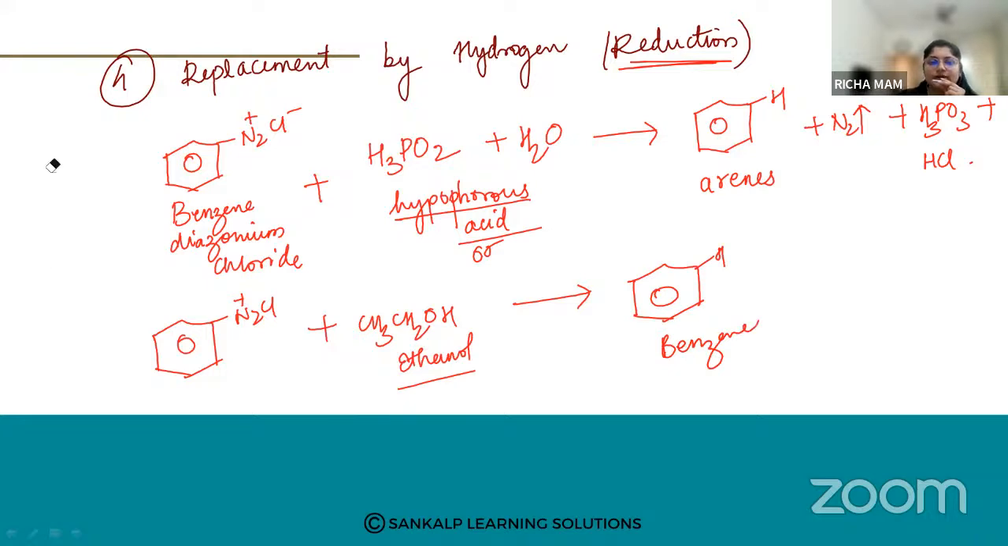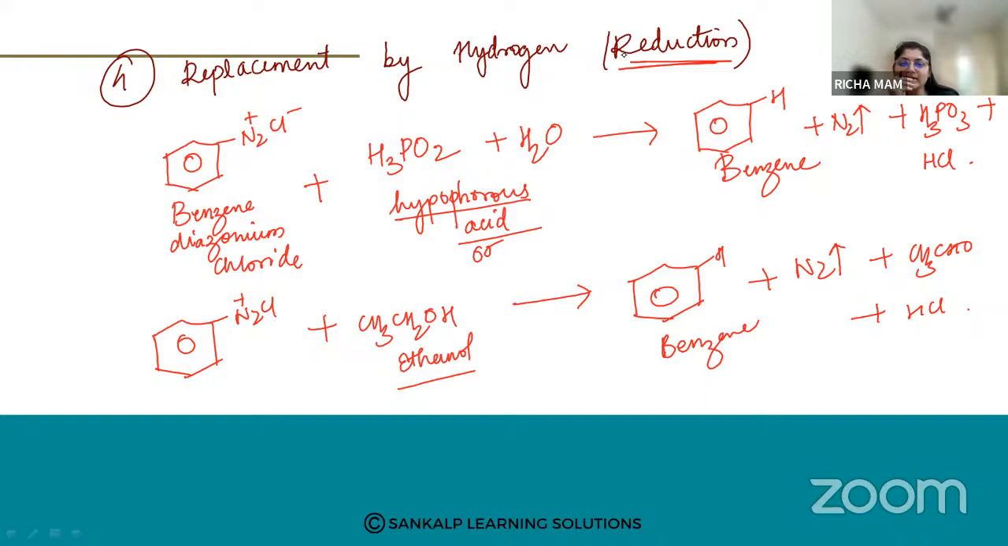So no need to write arene. Let us write benzene only. Then benzene plus N2 plus acetaldehyde plus HCl. So this is the replacement reaction. We are replacing our diazo group by hydrogen. Is it clear?